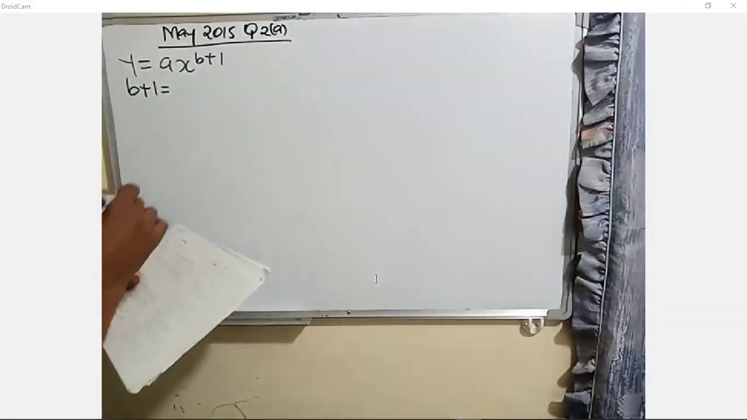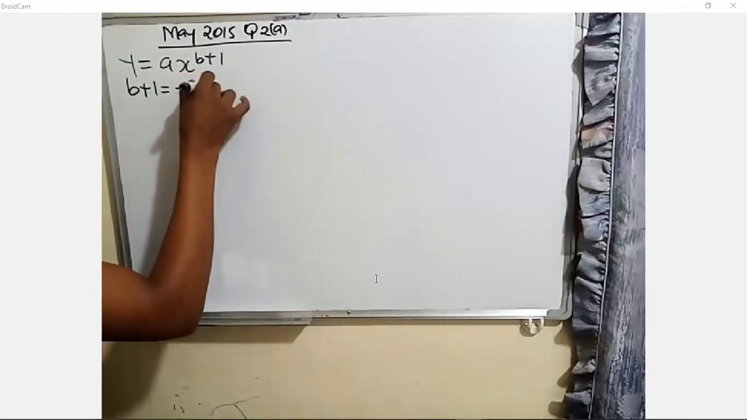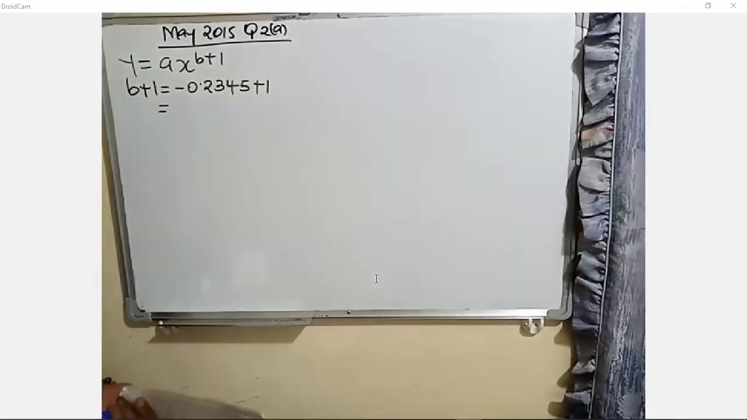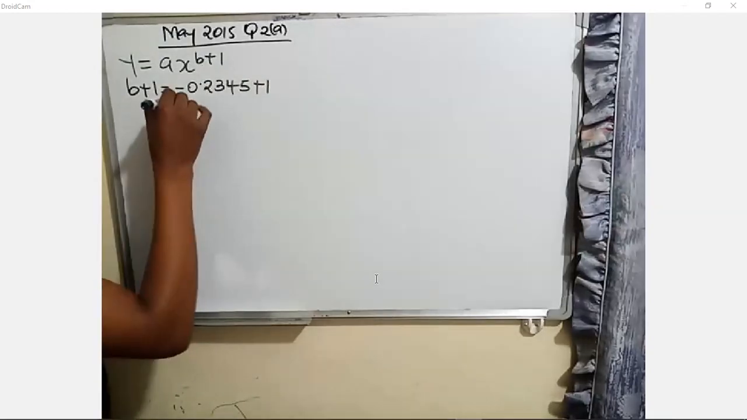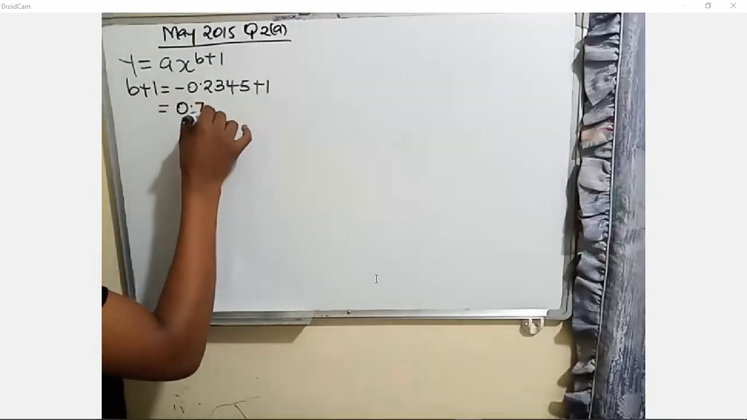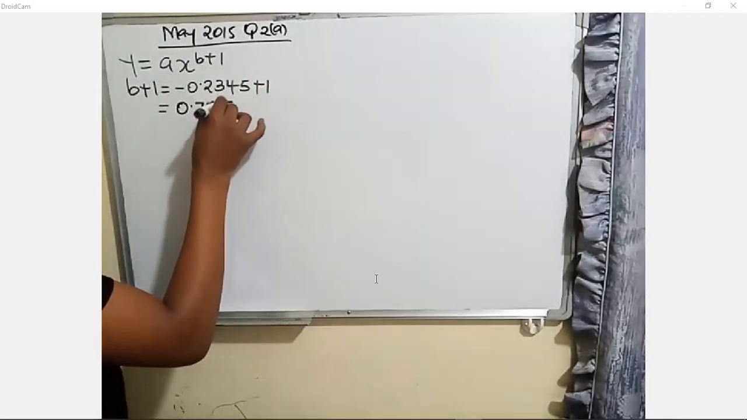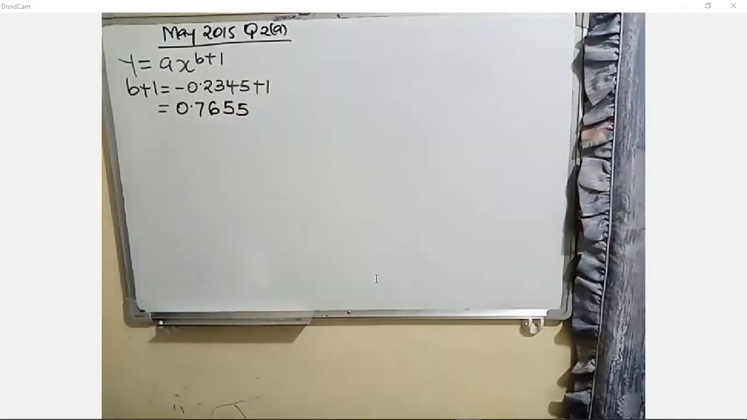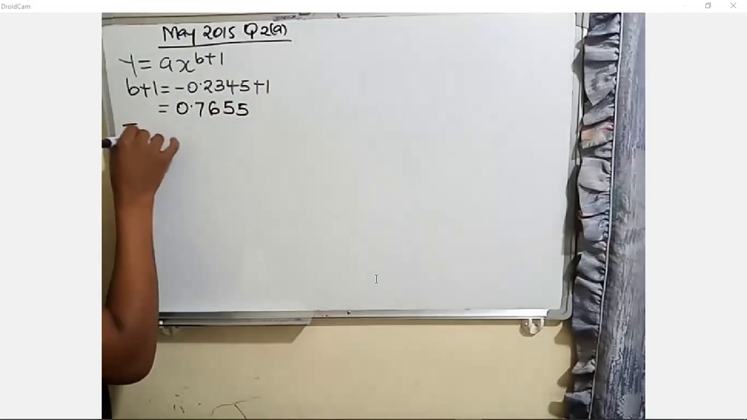The examiner has given me my learning index to be negative 0.2345, plus 1. How much is this? 2.345 plus 1. You get how much? 0.7655. Is it something like that? Yes. Good. So in this case, let me ask myself, what is the total labor hours?